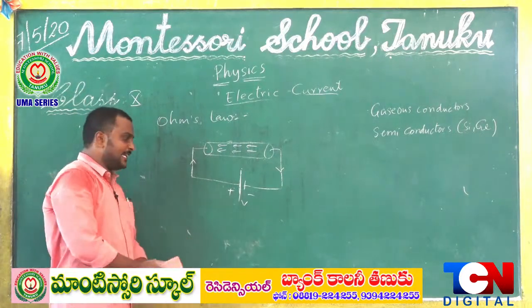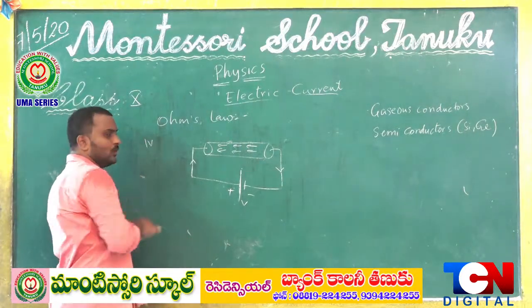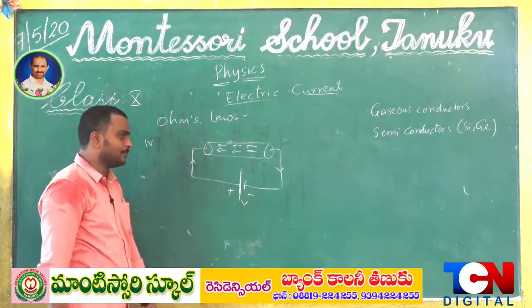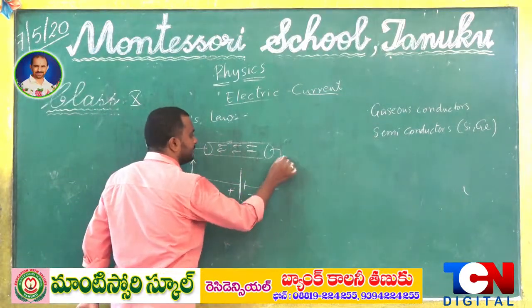Take different cells, 1 volt cells, 5 dry cells, and connect the circuit. Place an ammeter here.